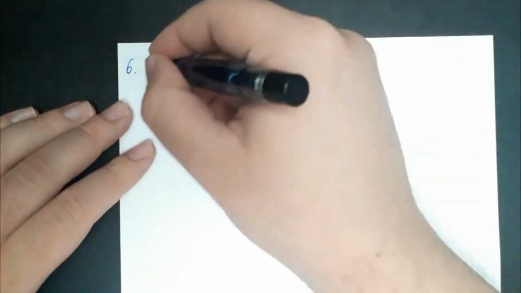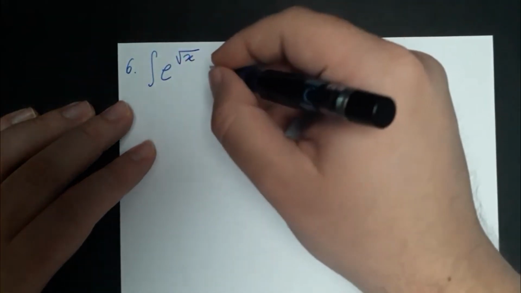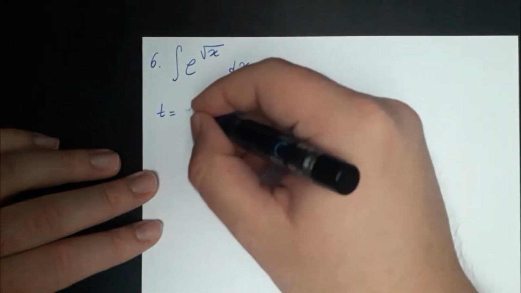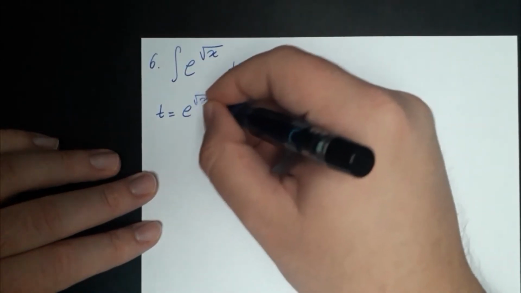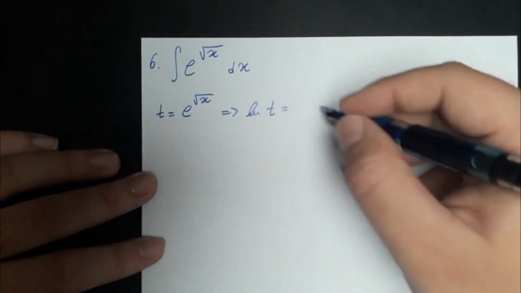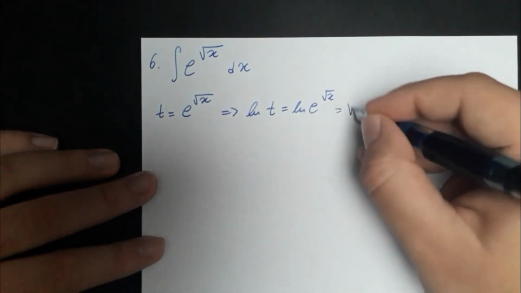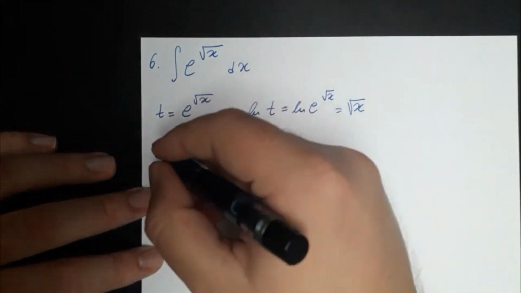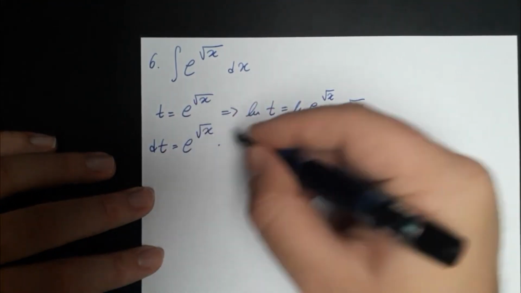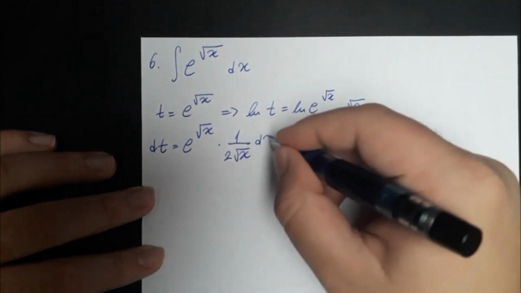Now the next integral which we are going to solve is an integral e to the power square root of x dx. We are going to use the substitution that t is equal to e to the power square root of x, and then ln of t is equal to ln of e to the power square root of x, which is only a square root of x. Differential of t in this case is e to the power square root of x times 1 divided by 2 square roots of x dx.